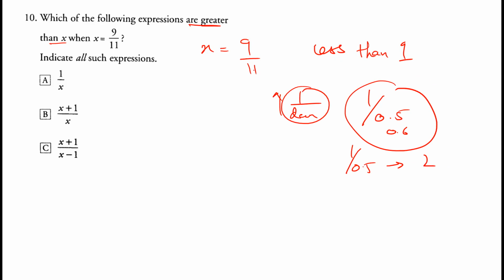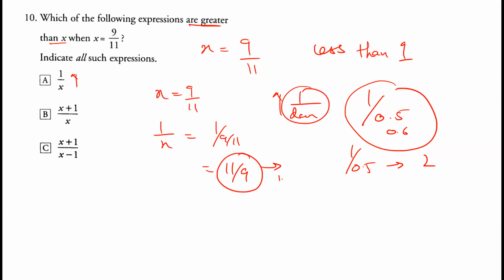So 1 divided by a decimal number makes the whole expression more than 1. 9 by 11 is a decimal number, so 1 over x would be more than 9 by 11. So this 1 over x expression would be higher. We can also see from here that if x equals 9 by 11, then 1 over x would be 1 over 9 by 11, that is equal to 11 over 9. Now 11 over 9 is more than 1.